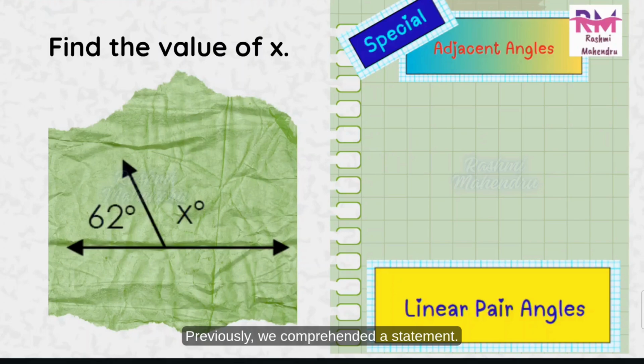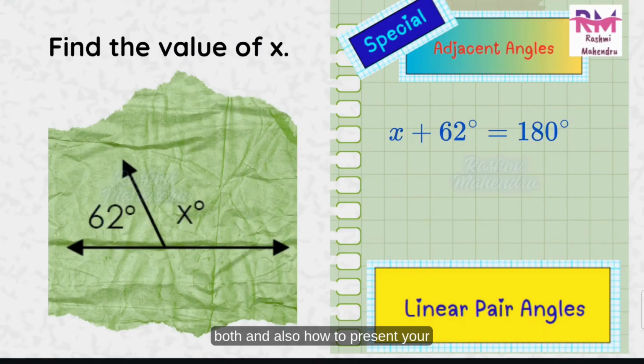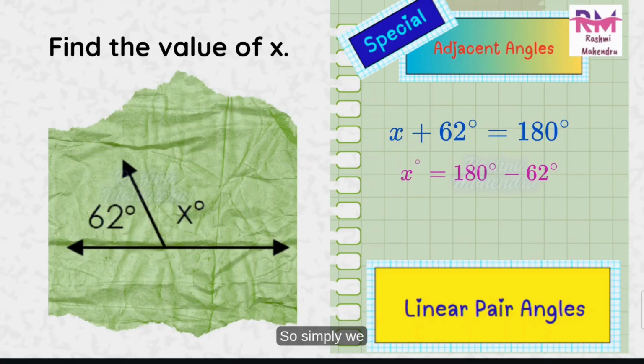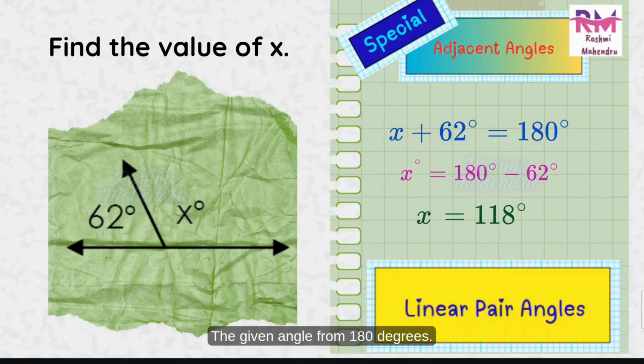Previously, we comprehended a statement. Now we are comprehending an illustration. You should know how to read both and also how to present your answer. So whenever you write your equation, do mention the reason which is there on the screen also. They should add up to 180 degrees because they are a linear pair. So simply we can find the value of x by subtracting the given angle from 180 degrees.